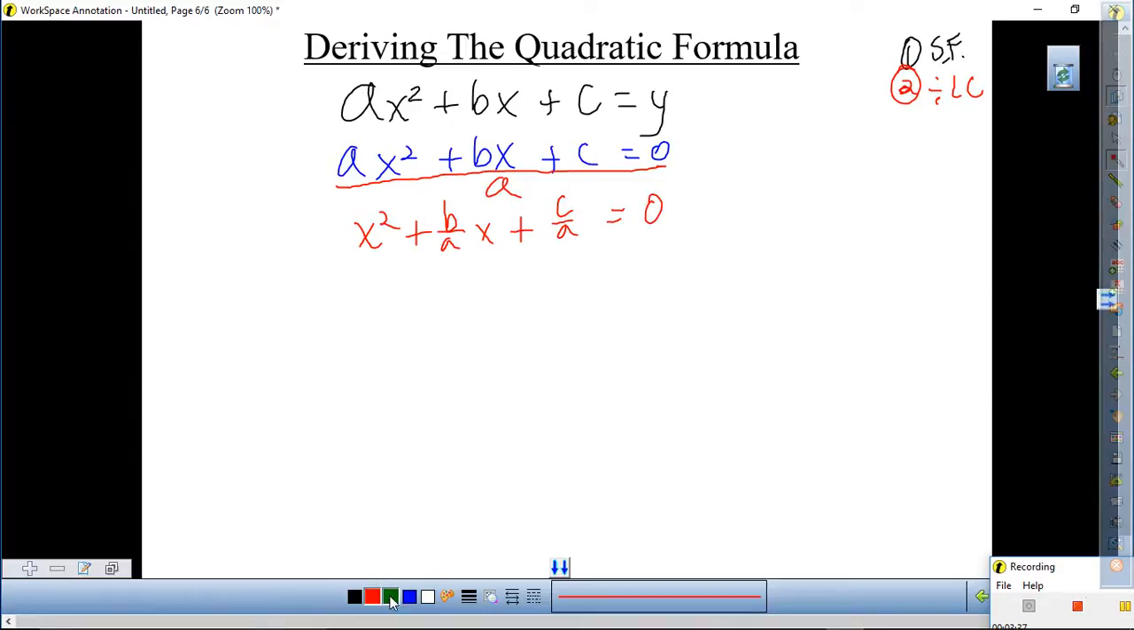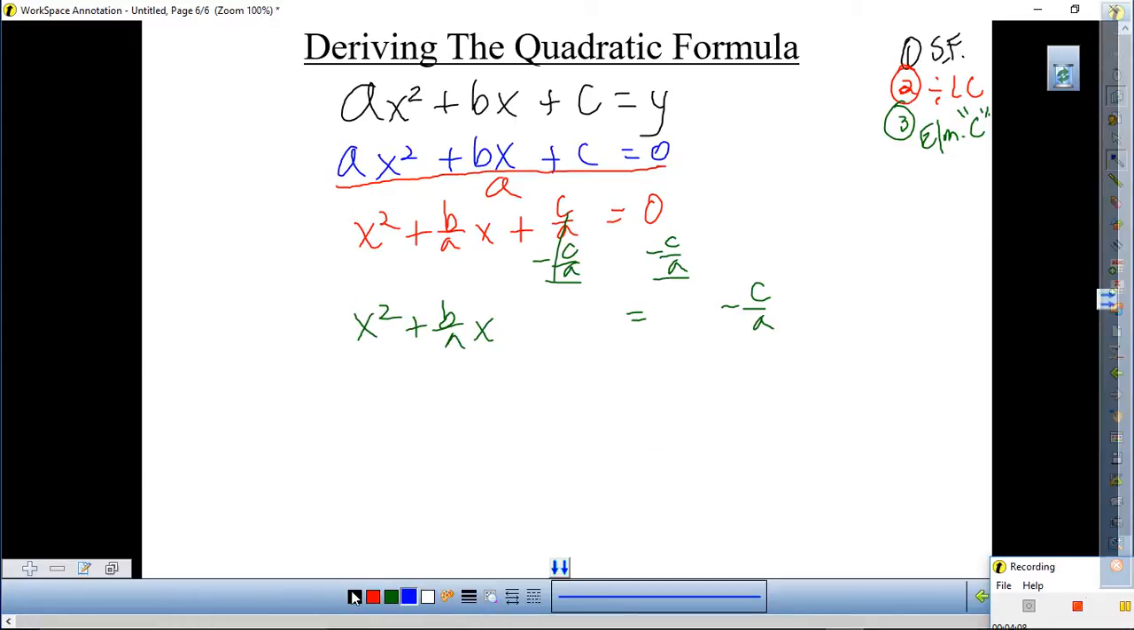Next, step 3. Everyone, eliminate the constant. And notice the process is the same. The only thing now, we don't have any numbers, but we're doing it all with variables. Subtract c over a, subtract c over a, and then we're left with x squared plus b over a x, I'm going to leave a space, equal, I'm going to leave another space, minus c over a. Are we there so far?